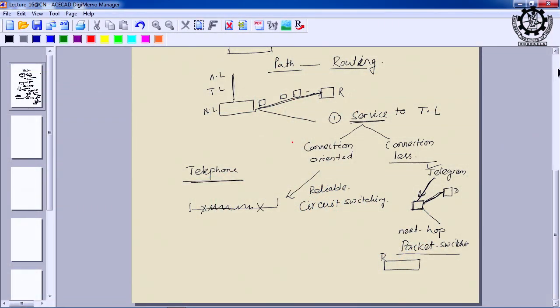Now, with these two kinds of services, connectionless and connection-oriented, the OSI model supports both of these services in the network layer. So, how is the path established or the packet routed between the sender and the receiver? It may happen that the receiver is an immediate neighbor of the sender, that means it is the next hop of the sender. So, the communication is a one-hop communication.